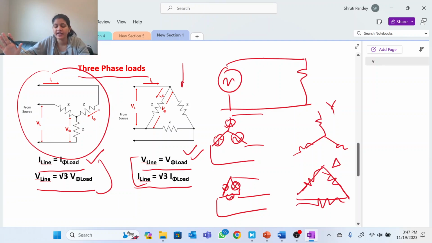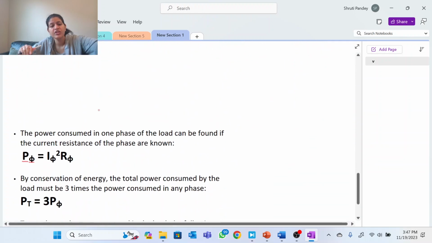Just you need to make this thing clear that this is a three-phase load and that was three-phase source connected in respective windings, be it star or be it delta. Okay, so these two things are important. You need to remember this.